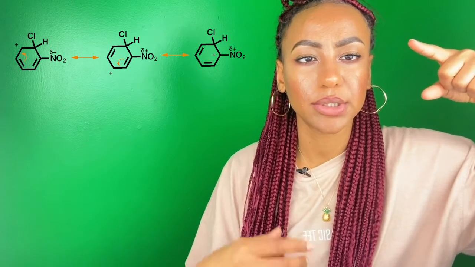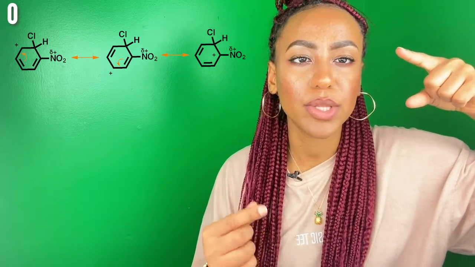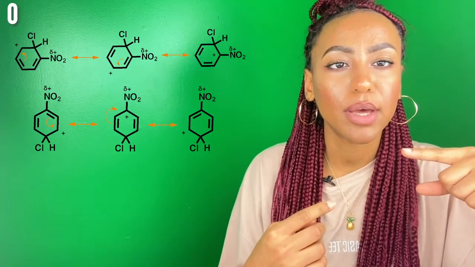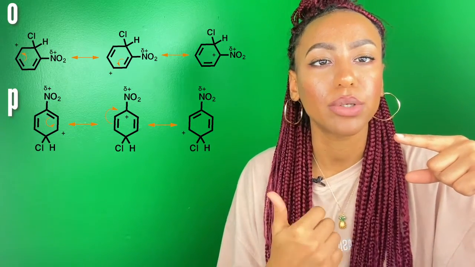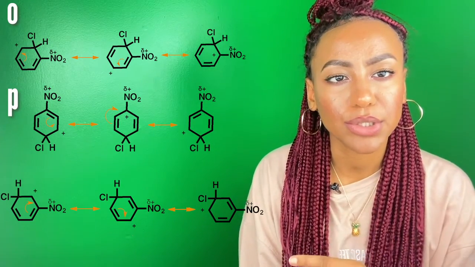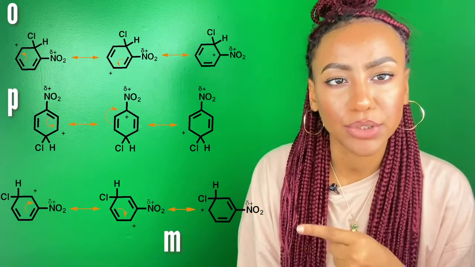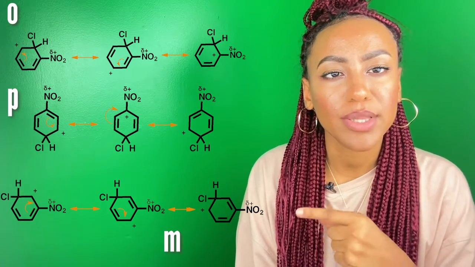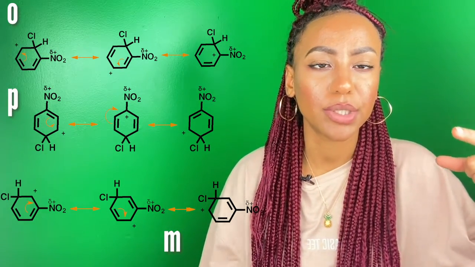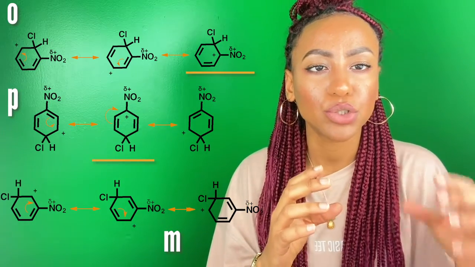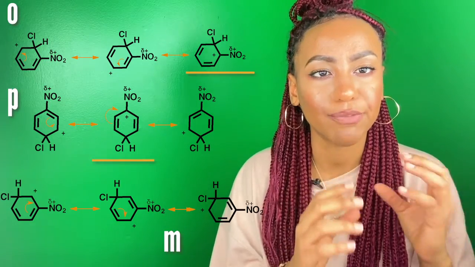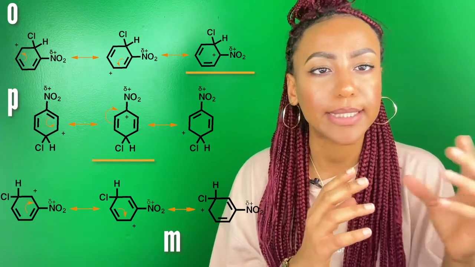These are the resonance structures of ortho substitution of a ring with a meta director attached to it. These are the resonance structures of para substitution occurring on a ring with a meta director attached to it. And these are the resonance structures of meta substitution on a ring with an M director attached to it. You can see here with ortho and para substitution that the positive charge ends up adjacent to that M directing group that also has a positive charge. This is extremely unfavorable. A positive charge near a positive charge is a no-no.